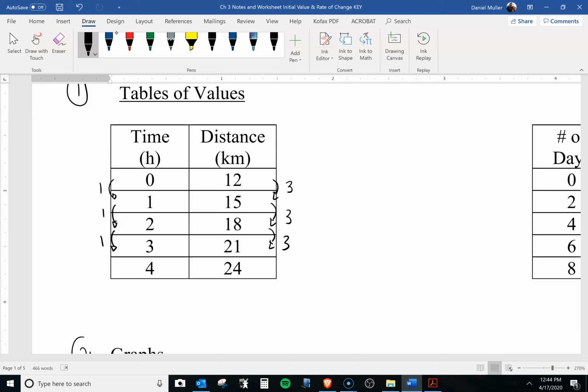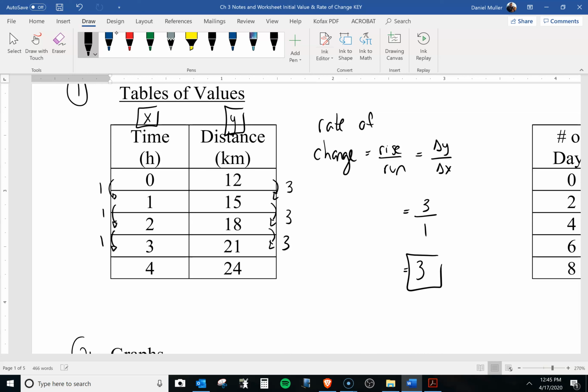So your rate of change, and usually your time is your x and your distance is y, and we'd like to write these with x on the left and y on the right. That's almost always how it's done. So when you do your rate of change and your rise over your run, remember that's your change in y over change in x. For us, we're changing our y by 3 and our x by 1. So our rate of change is 3.